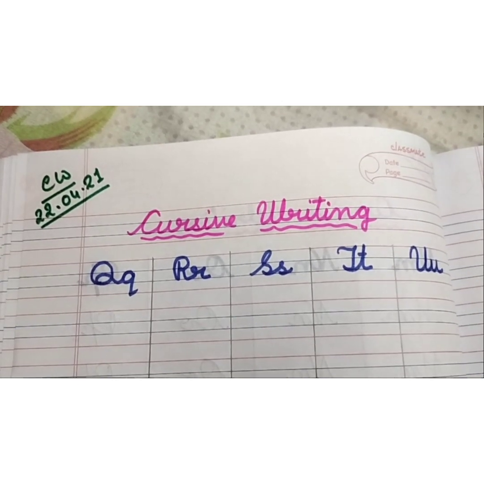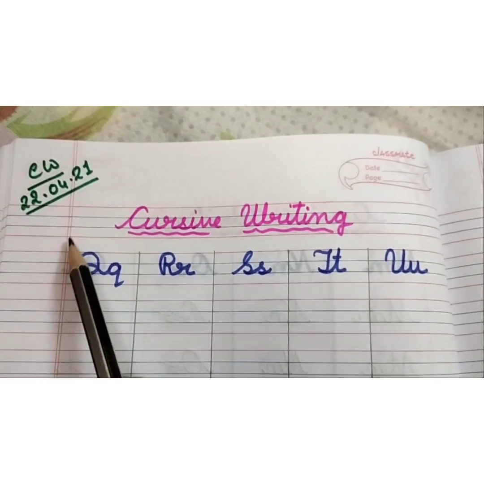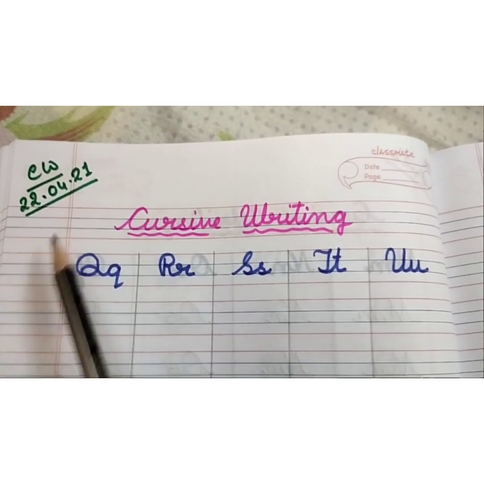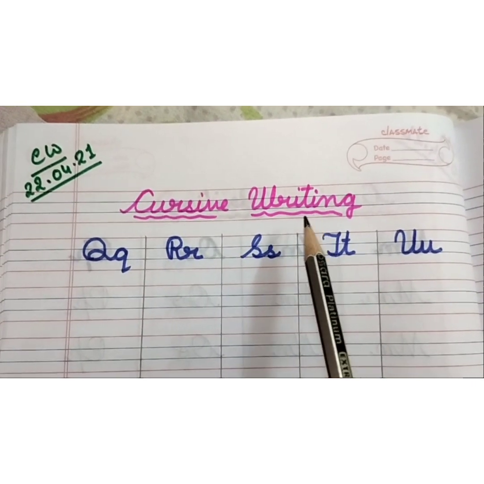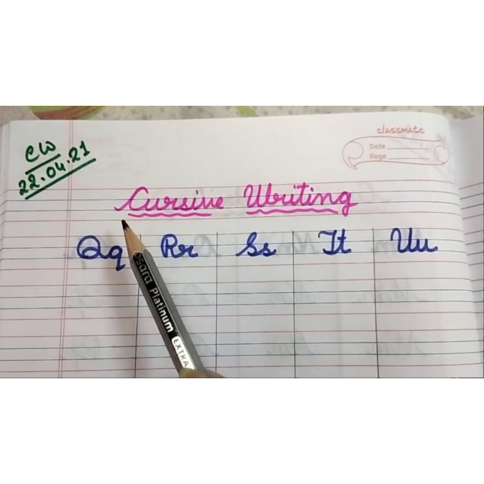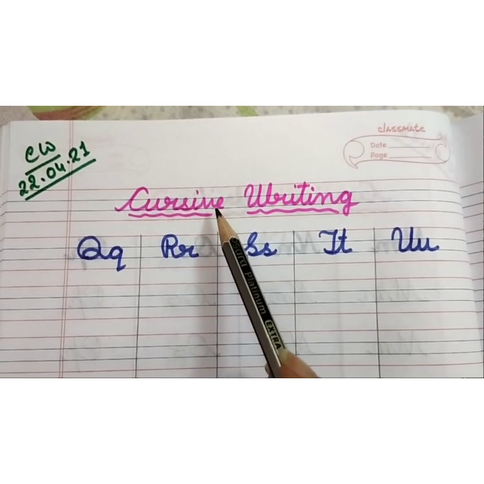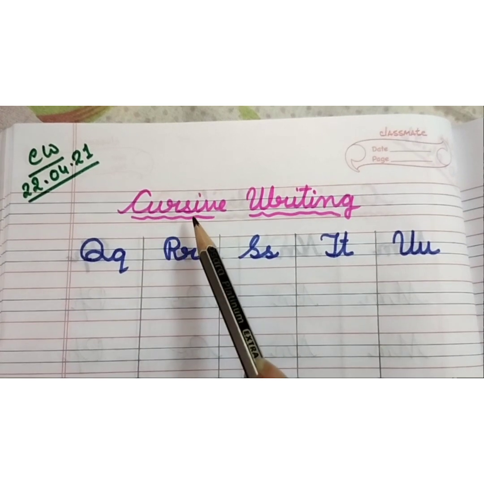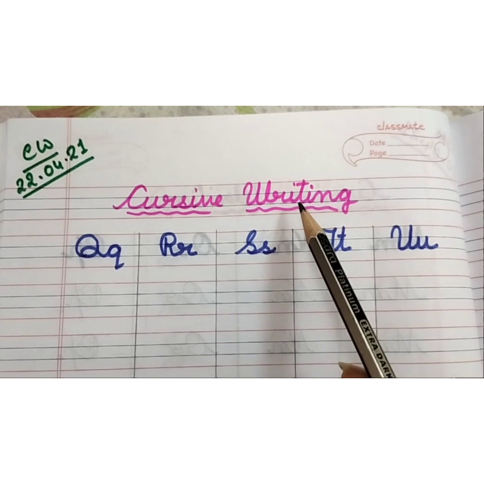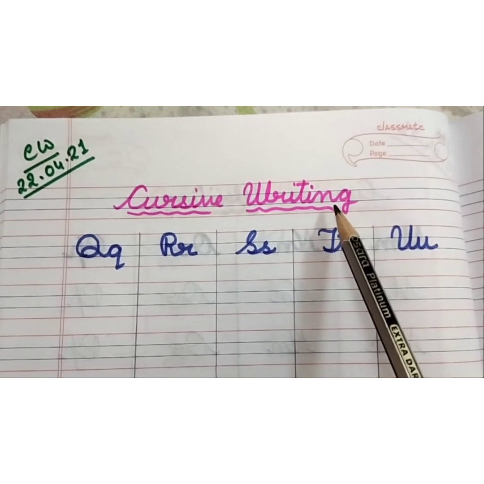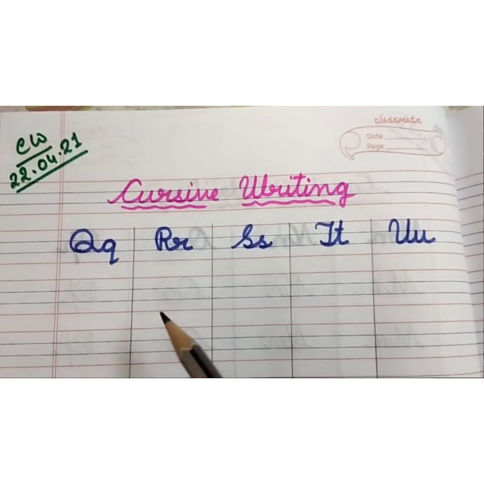Dear children, please take out your copy. At the top corner, write today's date. And on the heading, write cursive writing. Please read with me. C-U-R car, S-I-V-E sieve, cursive. W-R-I-T-I-N-G ting, writing, cursive writing.